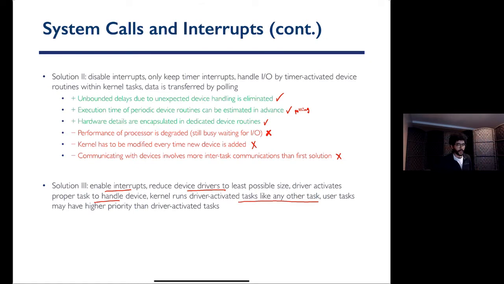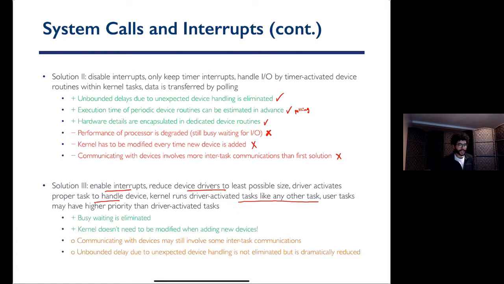So now this gets rid of busy waiting because we got rid of polling. We're not polling anymore. We have interrupts, so that's good. We don't need to modify the kernel by much. We have this general purpose interrupt handler, which just wakes up and creates new tasks. So the kernel can be kept simple.